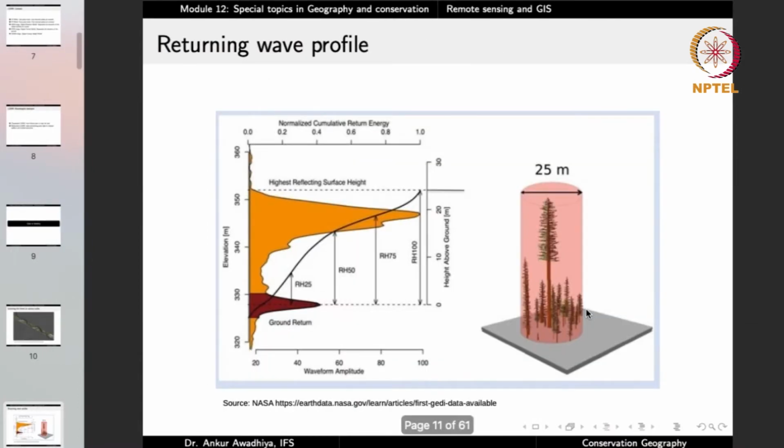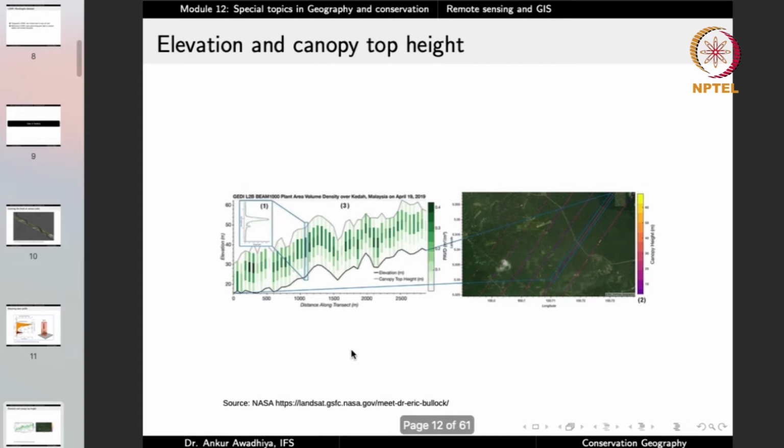So these are different points at which the readings are taken, and if you have a tree, then you will have a ground return which is happening here, and you will have a highest reflecting surface height which will be given by the top of the canopy. And this curve is telling us that at different elevations we are getting a different amount of return of the energy. And with these we can draw these two surfaces. We can draw the terrain surface and we can draw the elevation surface, and the difference between both of these will give us the height of the canopy.